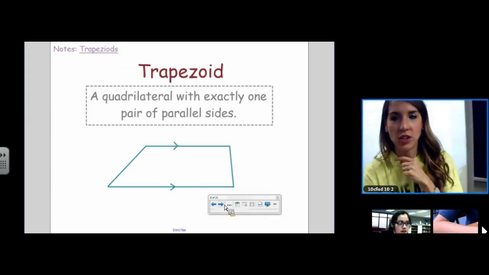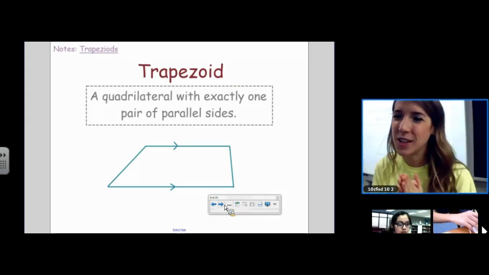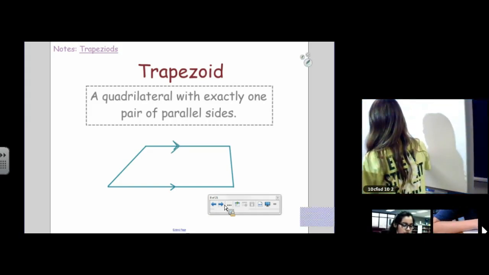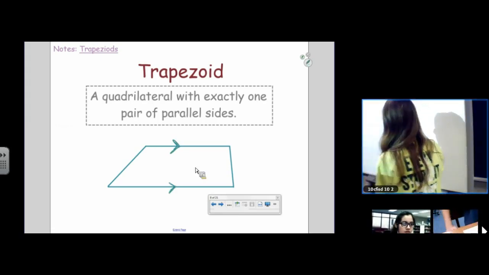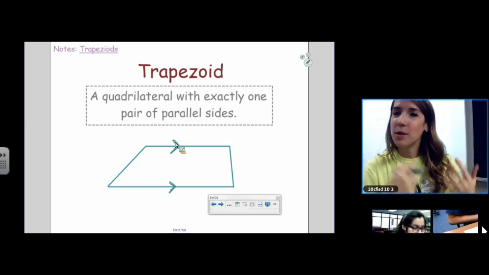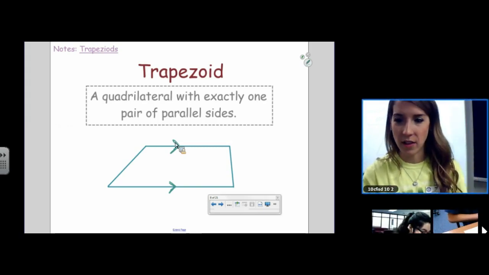Don't write this down. This is the definition. A trapezoid is a quadrilateral with exactly one pair of parallel sides. So we've got one pair of parallel sides. The other 2 sides are not parallel, because if they were, then it wouldn't be a trapezoid anymore. It would be a parallelogram.